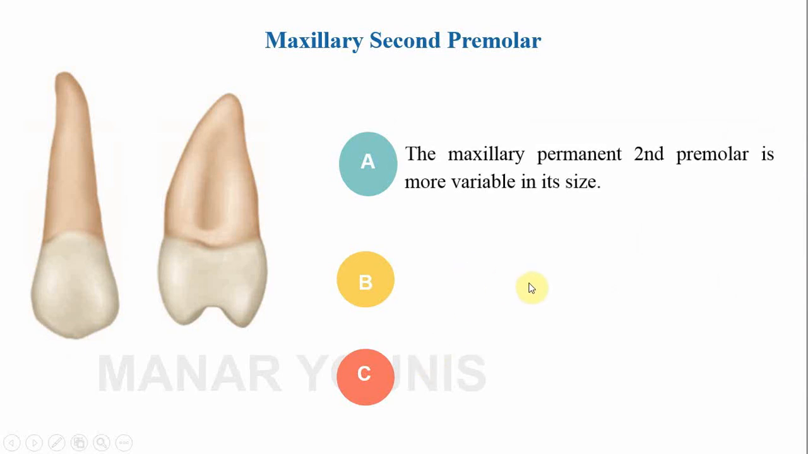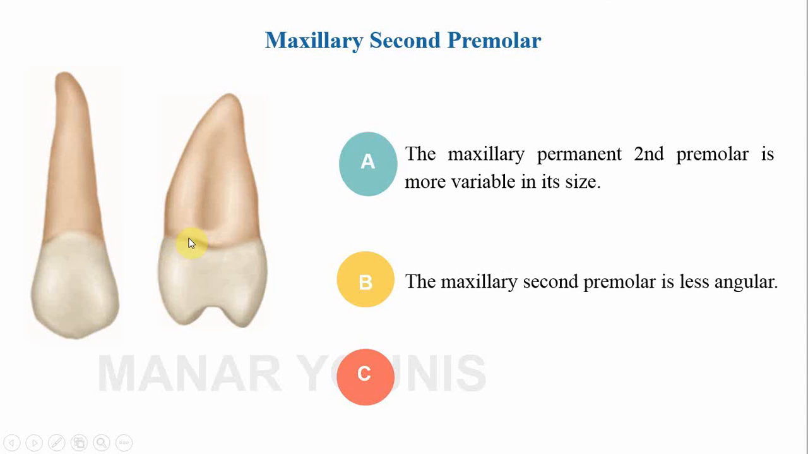First, the maxillary permanent second premolar is more variable in size compared with the maxillary first premolar. Sometimes it can be smaller, or in many cases they are of similar average dimensions. However, the maxillary second premolar in some cases may be smaller or may even be larger than the maxillary first premolar.